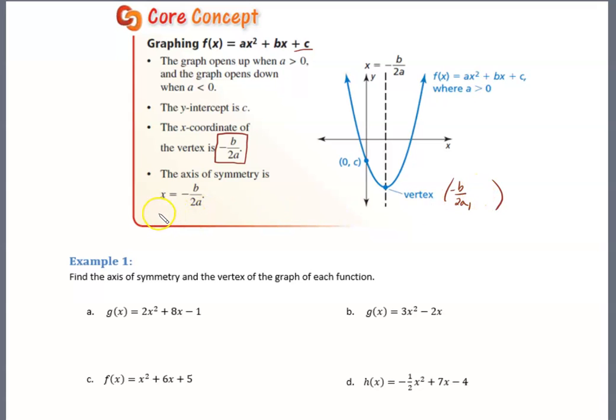And then we have our axis of symmetry, which is always a vertical line. That's why it's always x equals, and then it's going to equal whatever number we get from doing negative b over 2a. So let's try this out.